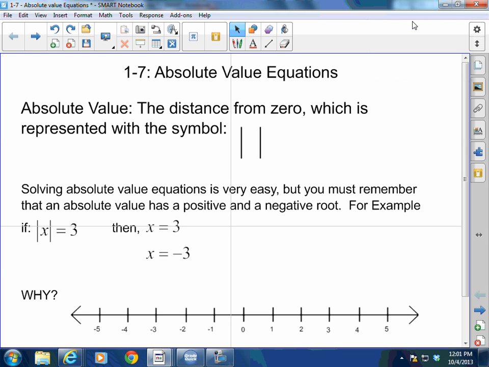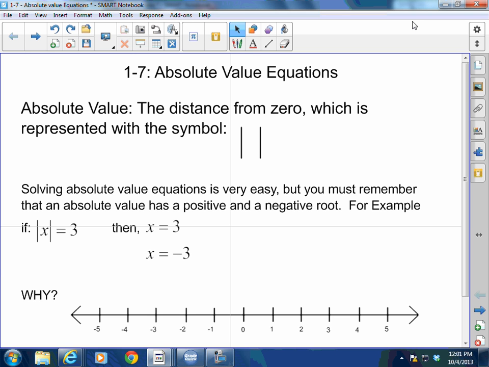Today we're going to be talking about 1.7, which is absolute value equations. Absolute value equations are the same as any other equation except they're going to have two sides. I'm going to explain that to you. A lot of times people don't even know what absolute value is. So let's start with the beginning.